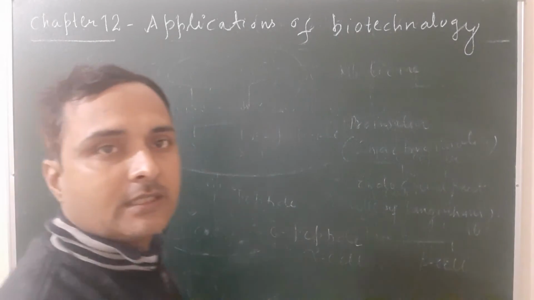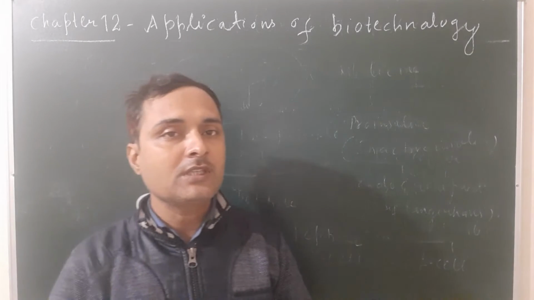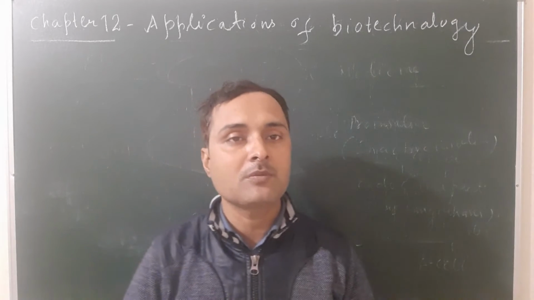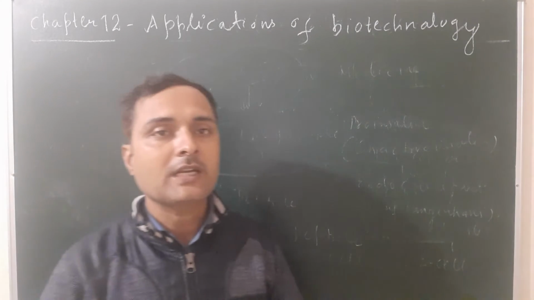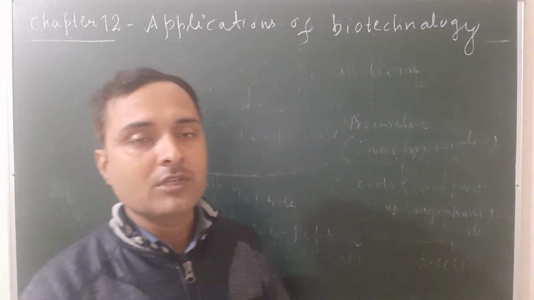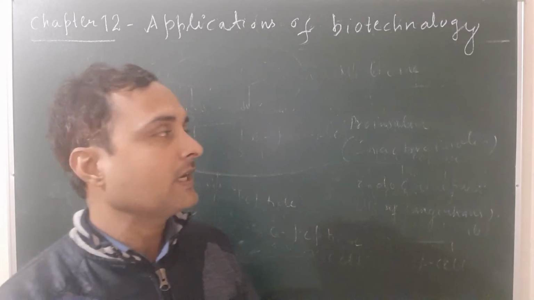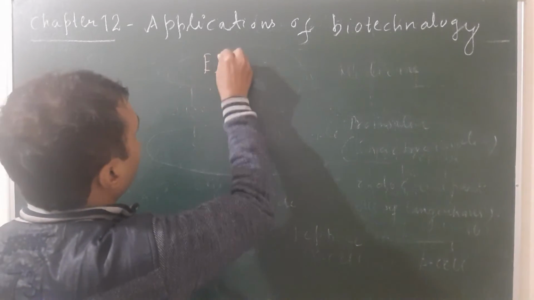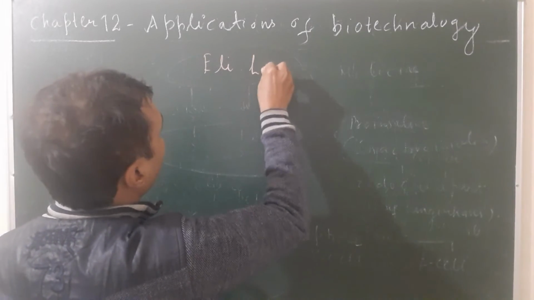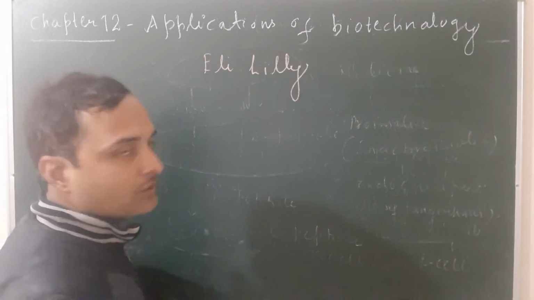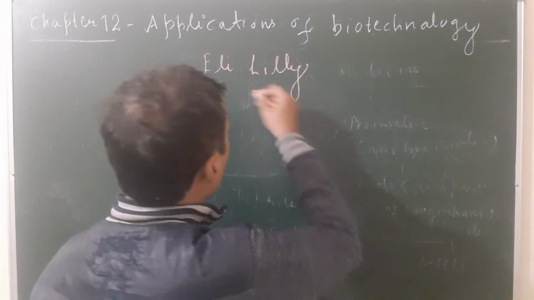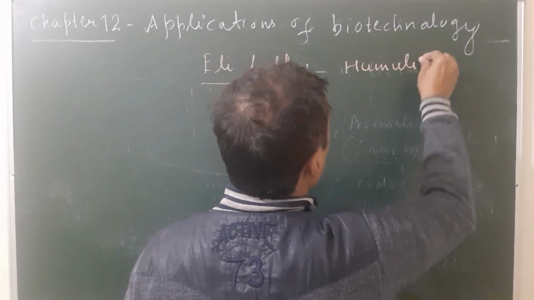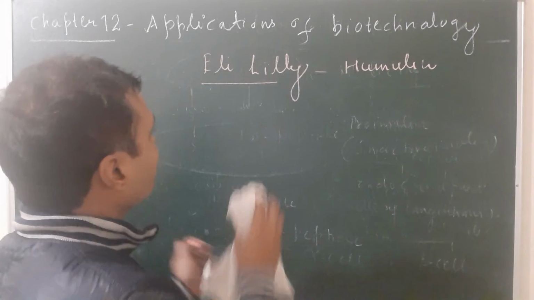Earlier it was believed that the source of insulin was slaughtered animals like cattle and pigs, but insulin from their pancreas causes allergy, so it was not accepted. With the help of biotechnology we can produce human insulin. An American company, Eli Lilly, synthesized human insulin, known as humulin. Let us see how this company synthesized it.